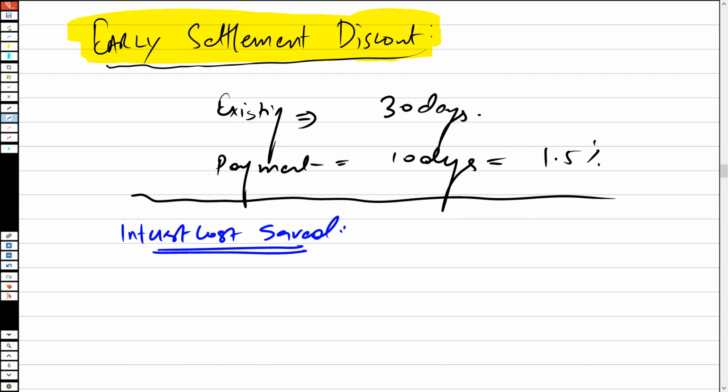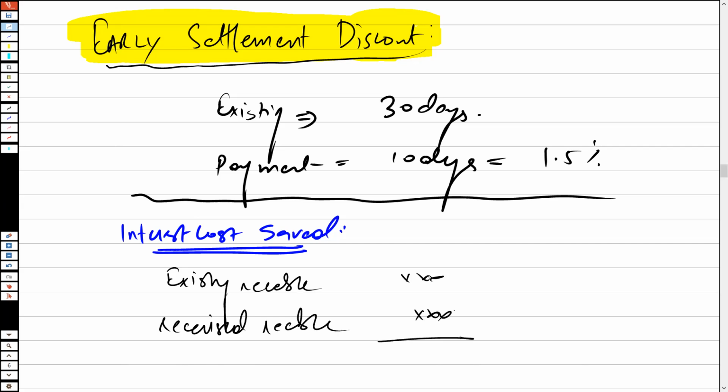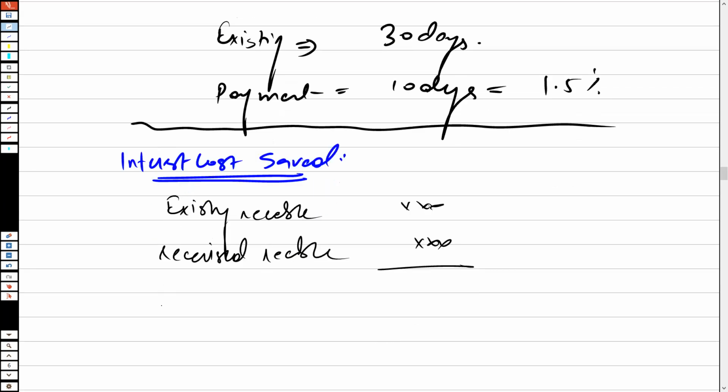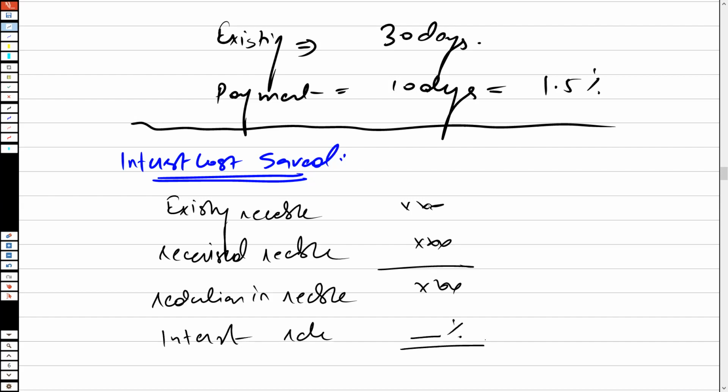You would work out the interest cost saved. How would we know the interest cost saved? We would take the existing receivable, the revised receivable, the reduction in receivable, and the interest rate.